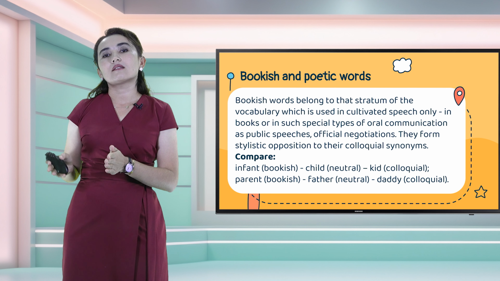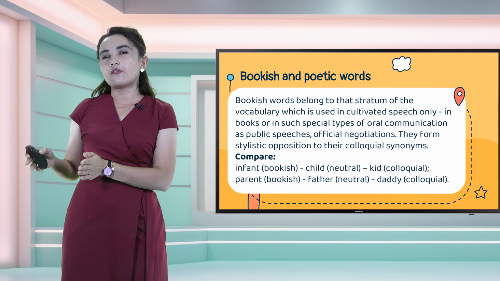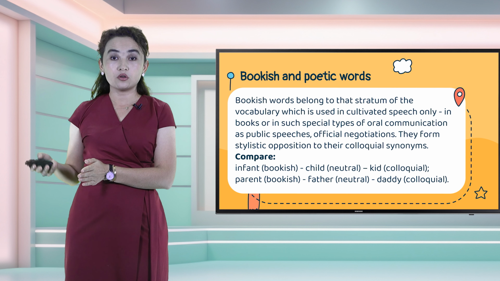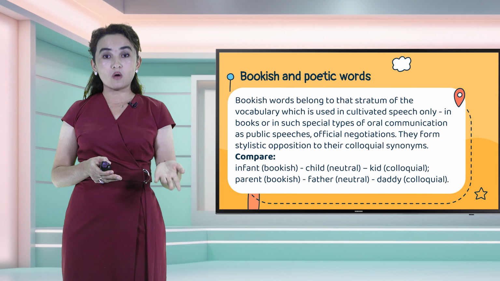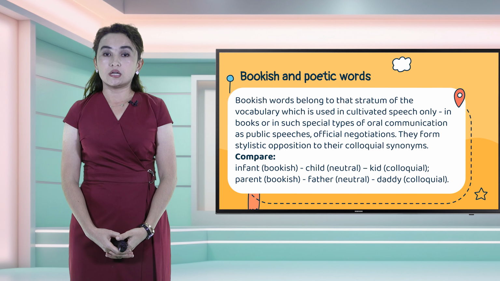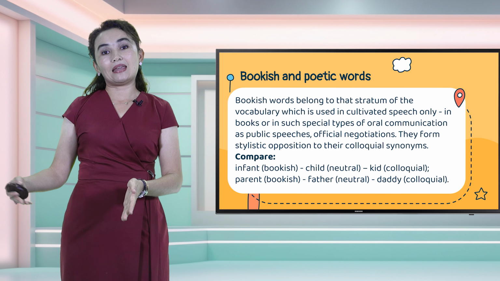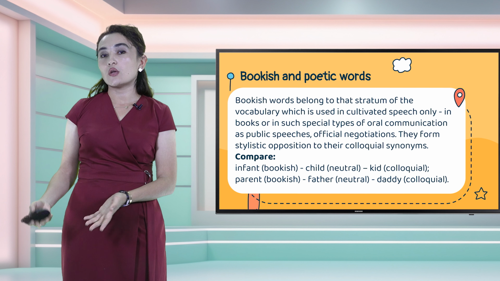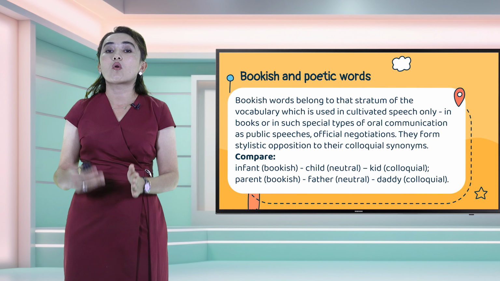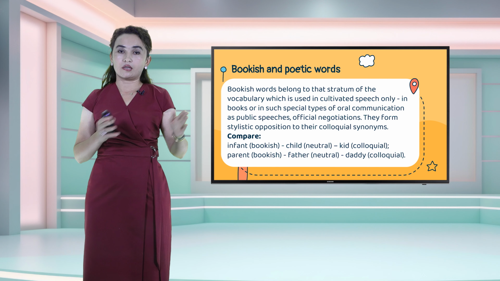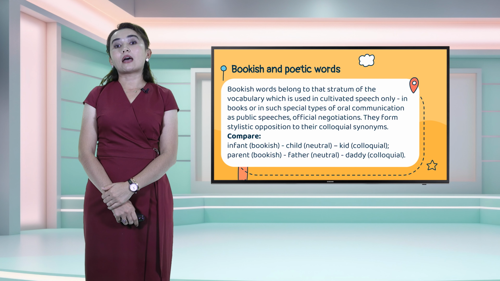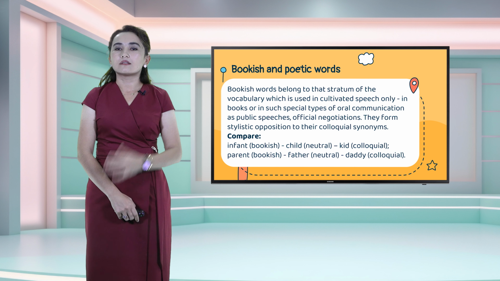For example, infant. Infant is a bookish, literary word. Child is the neutral one. Kid is the colloquial one. As you see, bookish words are used mainly in formal situations. Child, the neutral one, is used both in bookish and colloquial contexts. Kid is the colloquial version of infant.